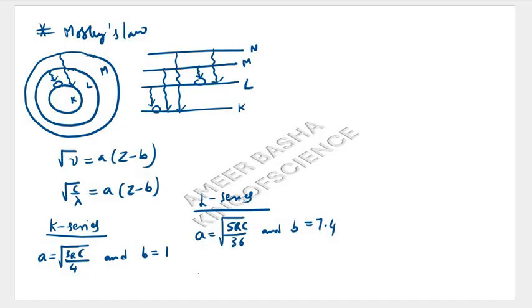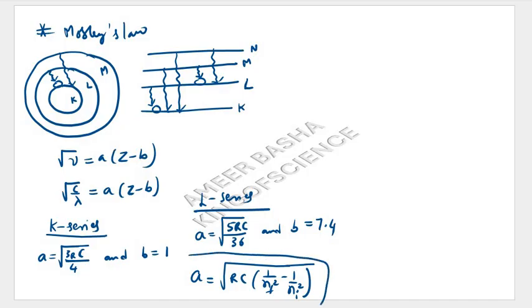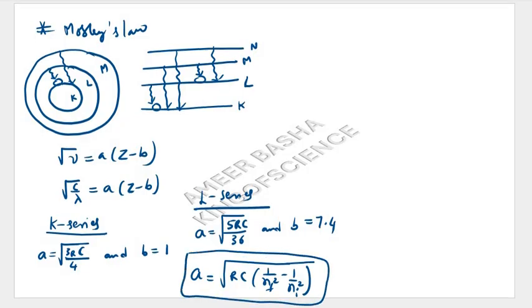For any series you can remember that the A value is square root of RC into 1 by n final square minus 1 by n initial square. If they give it in the problem, then you take that value directly. If they do not give it, then we can derive this value also. This is based on the hydrogen atom concept. Be careful, A and B are fixed values for a given transition, independent of everything else. This much is enough related to atoms, the hydrogen atom, dual nature, the photoelectric effect and all those things.